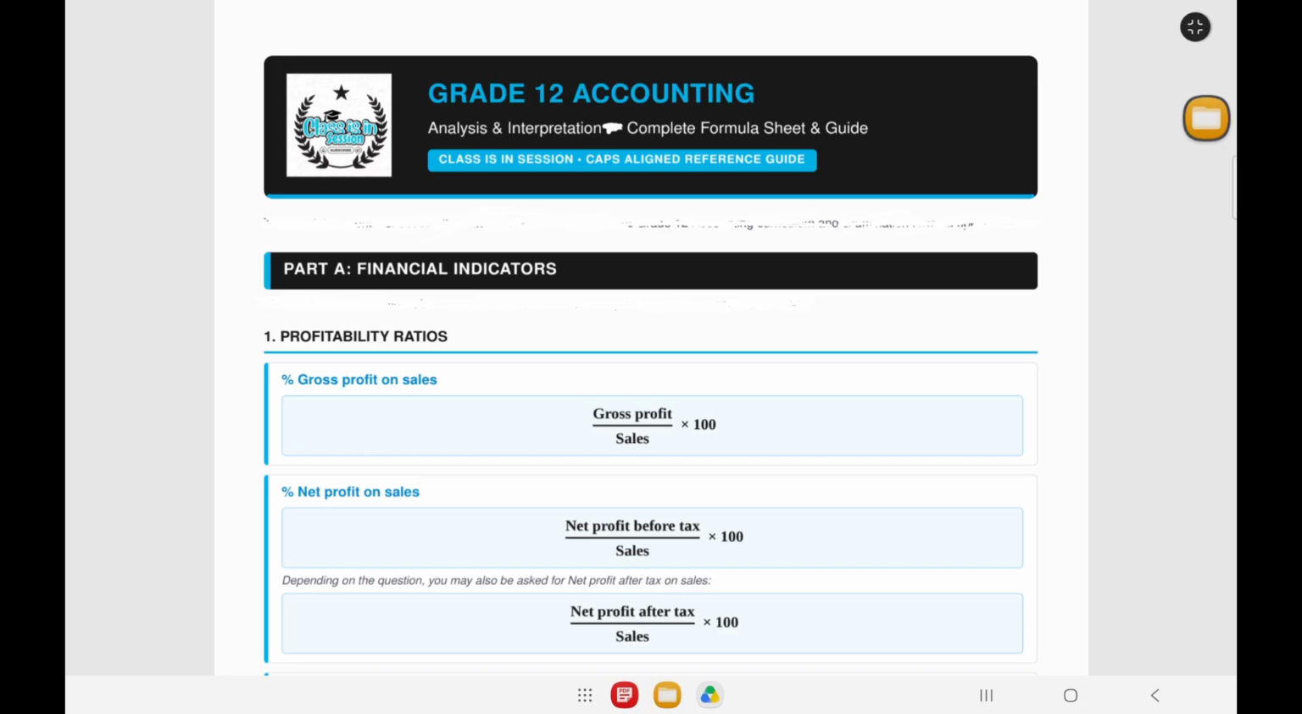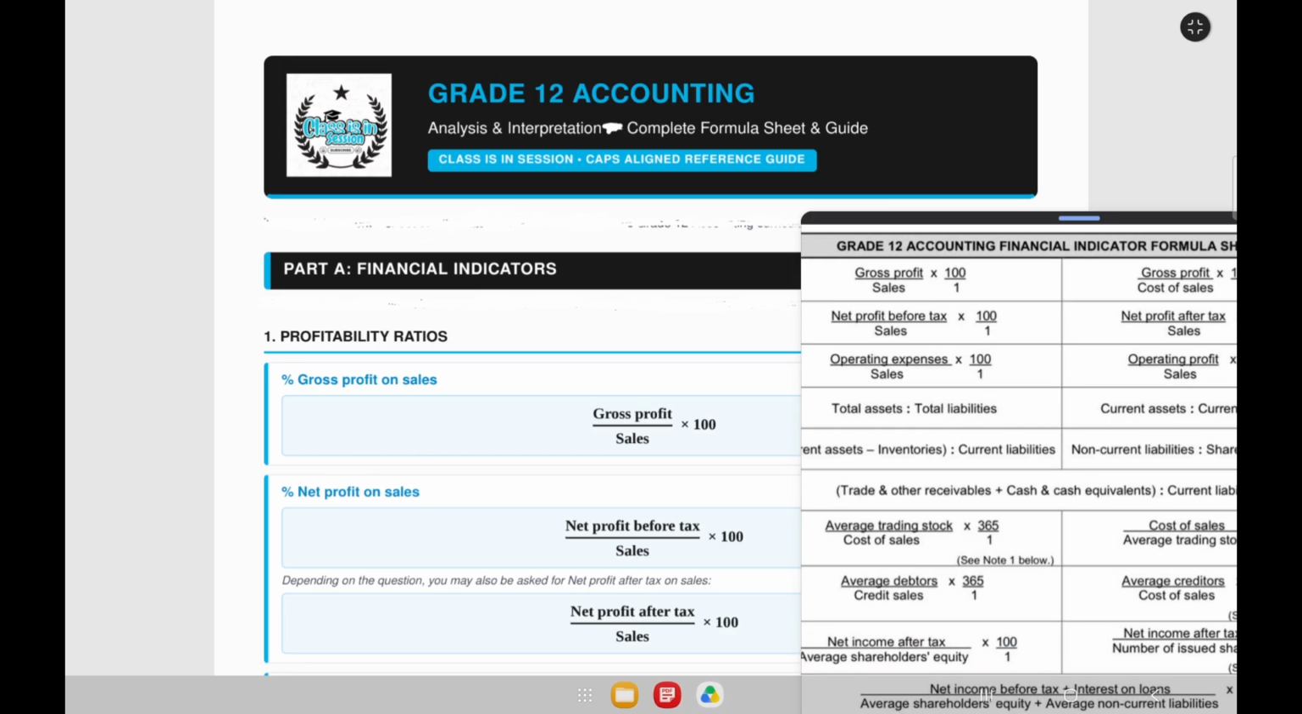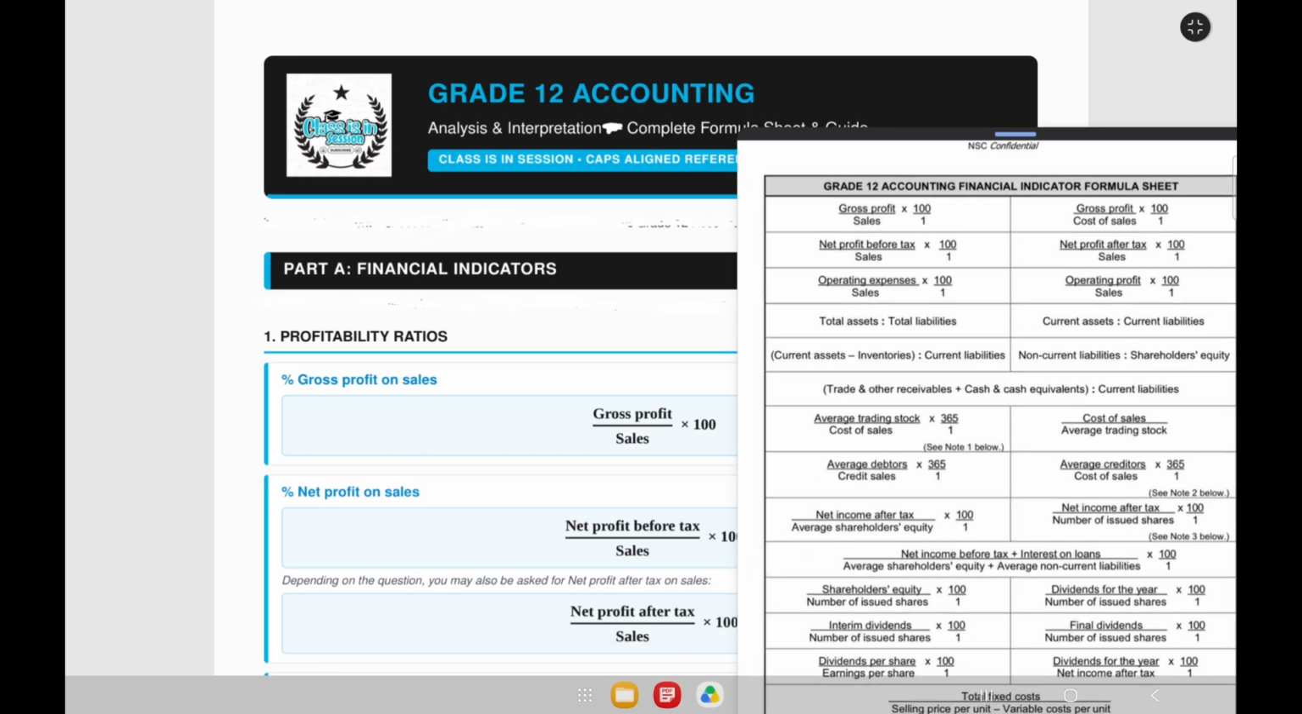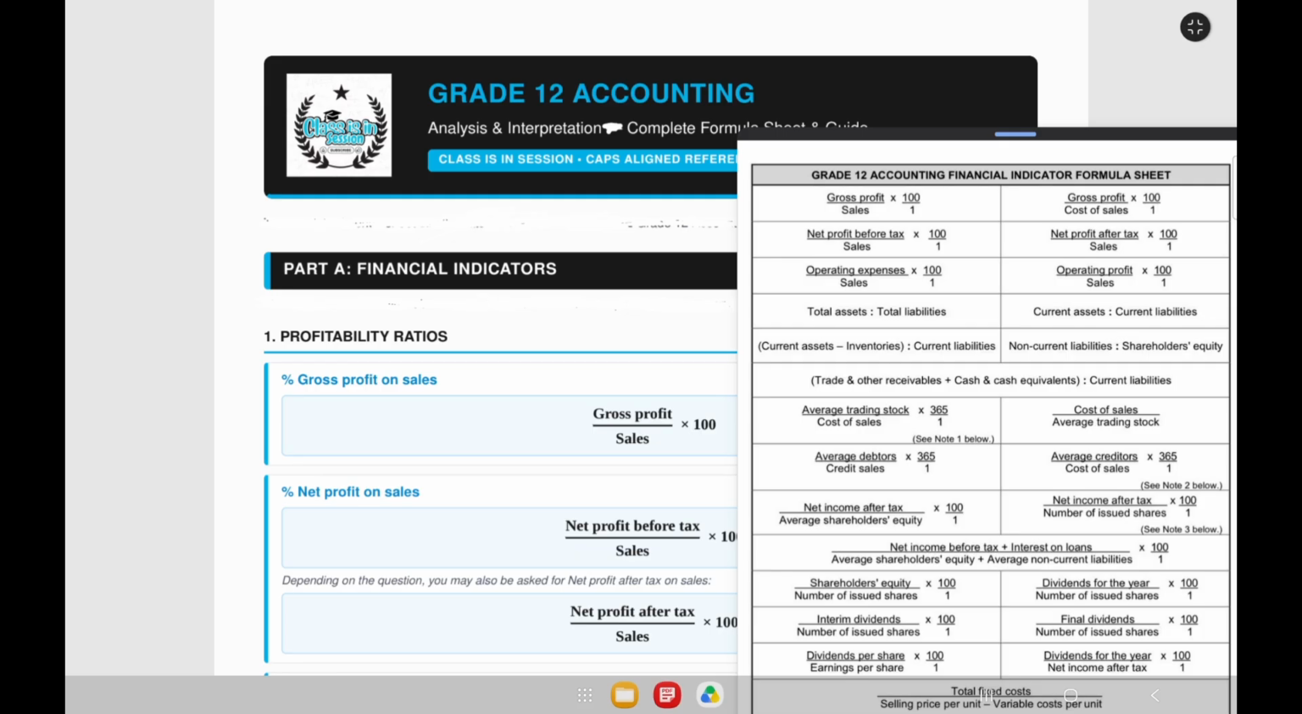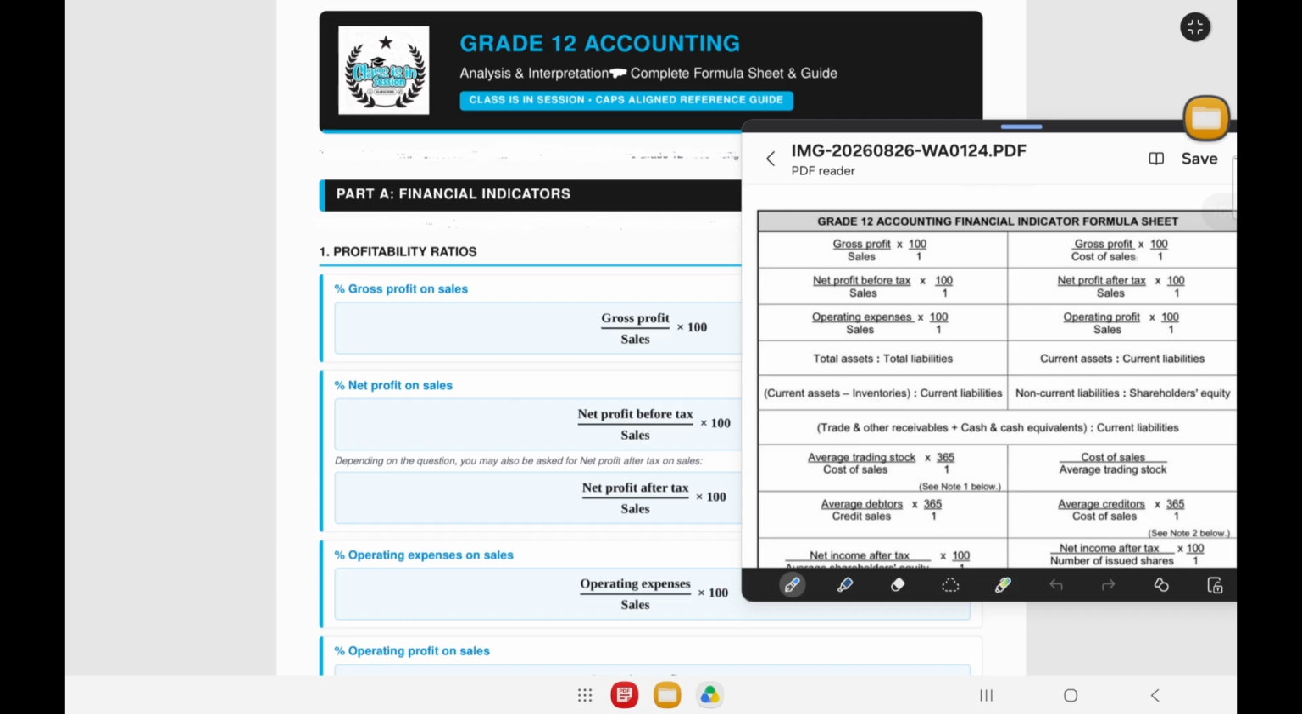So let's look at the profitability ratios first. I also have a copy of the information sheet so you can see exactly what the different formulas are. Let's look at profitability. We first have gross profit on sales, the percentage. I told you guys that it's gross profit over sales times 100. It's also featured in your formula sheet. So in your information sheet, there is gross profit on sales.